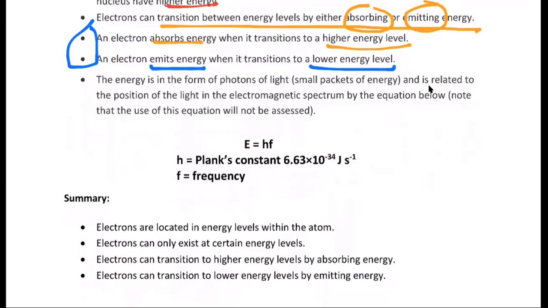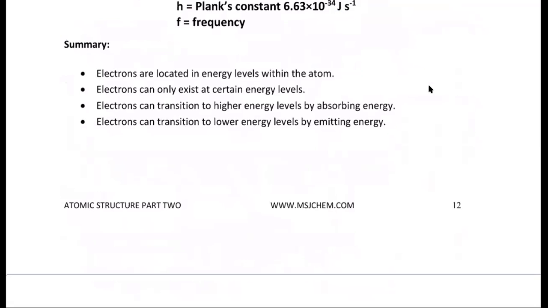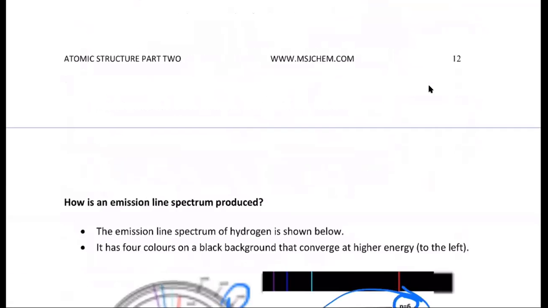And so we're not going to go into a lot of detail on calculating that today because not everybody has to do that. But basically it summarizes the bullet points here that electrons are found in those energy levels. They can only exist on those energy levels, not in between, but they can absorb energy or emit energy and go in between the levels from higher to lower or lower to higher, okay?